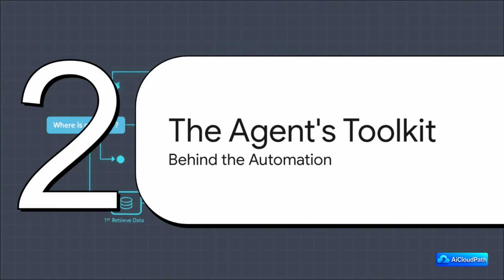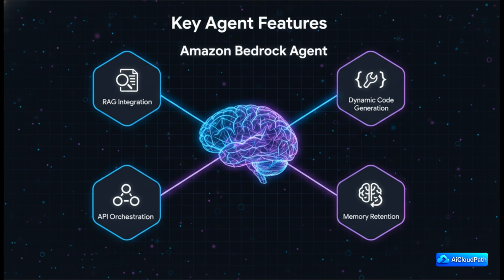So how does an agent actually do all this stuff? Well, to understand that, we need to pop the hood and take a look at the core technologies that power it, what I like to call its toolkit. So there are 4 key features that make this all possible.